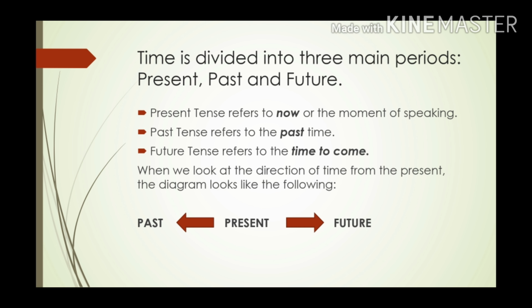The present tense refers to now or the moment of speaking. Past tense refers to the past time, means the time which has already happened, already gone. Now, future tense refers to the time to come, which means something that will happen in the future. And when we look at the direction of time from the present, it will look like this: past, present, future.